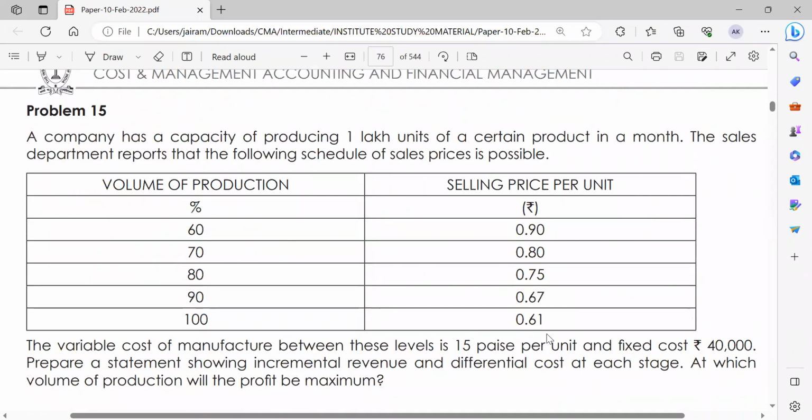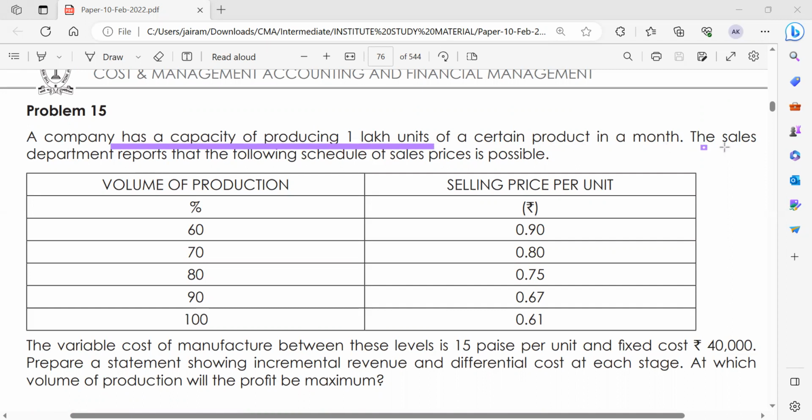That is problem number 14. Okay, now problem 15 is relatively simple. A company has the capacity of producing 1 lakh units of a product. Okay, 1 lakh units it can produce. That's the total 100% capacity.